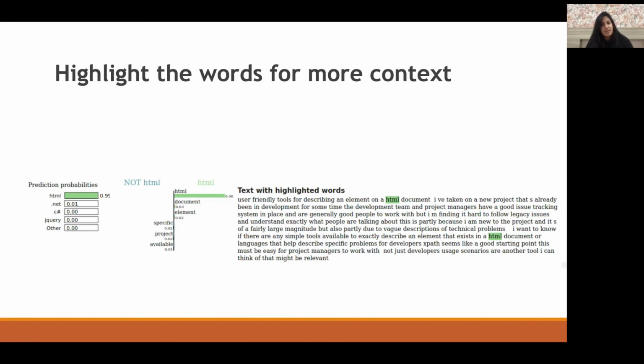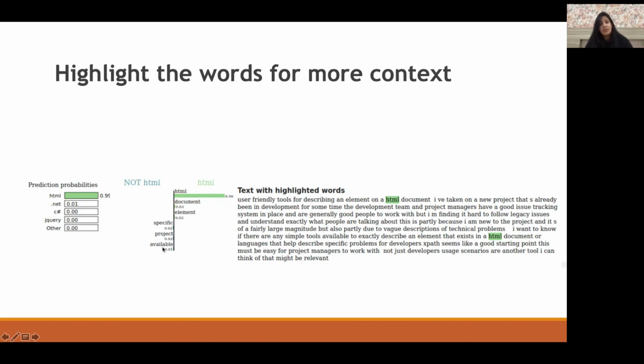Let's say you're preparing business reports for your clients, or you're trying to build trust in your application, or pitch to the investors. It's a very good tool where you can actually show the world how your application works and why people should trust your application with their data, or why they should use it for any kind of decision making. You'd actually see the reason why a document is classified as 99% HTML is because of these words and not words like specific, project, and available.